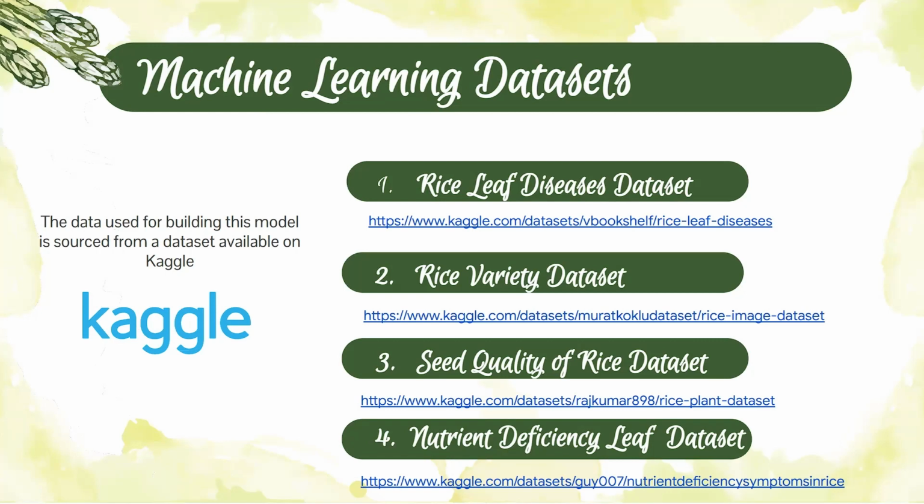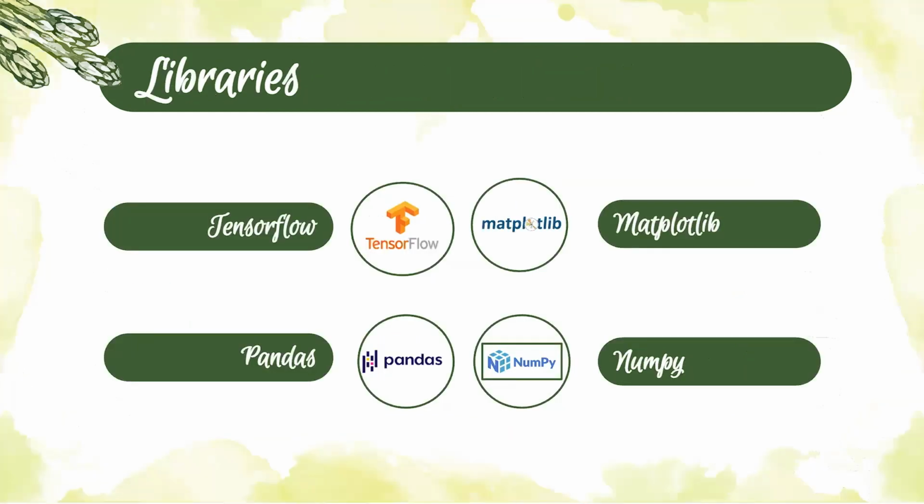This dataset is useful for information on the presence of nutrient deficiencies in rice, seen from the image of the rice leaves. The nutrient deficiencies that can be identified through this dataset are nutrients that are essential for rice, such as nitrogen, potassium, and phosphorus. Next. The libraries we use include TensorFlow as a machine learning library, Matplotlib for data visualization, NumPy for data processing, and Pandas for data preprocessing.